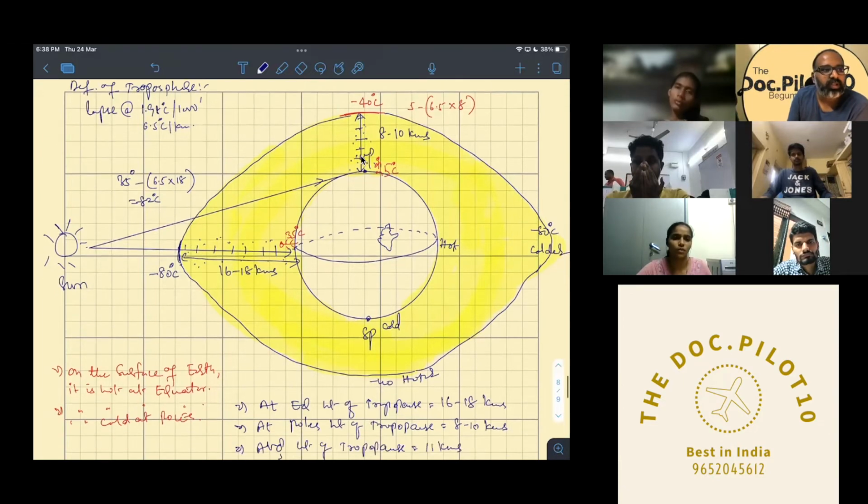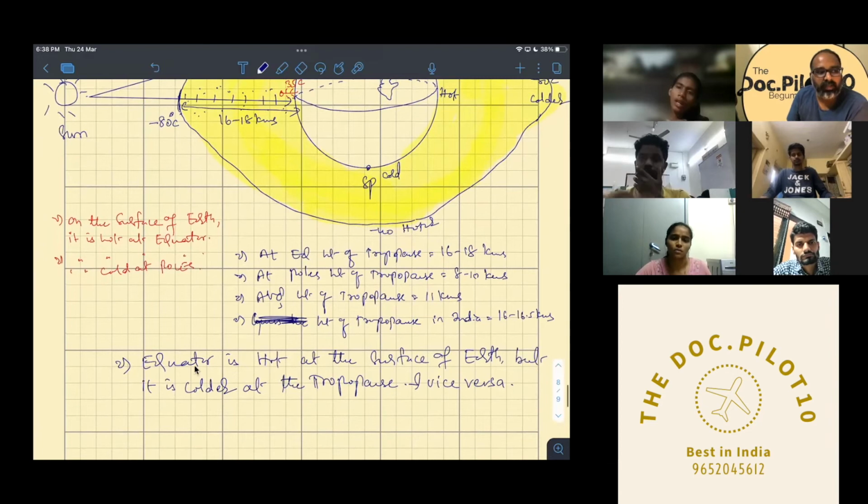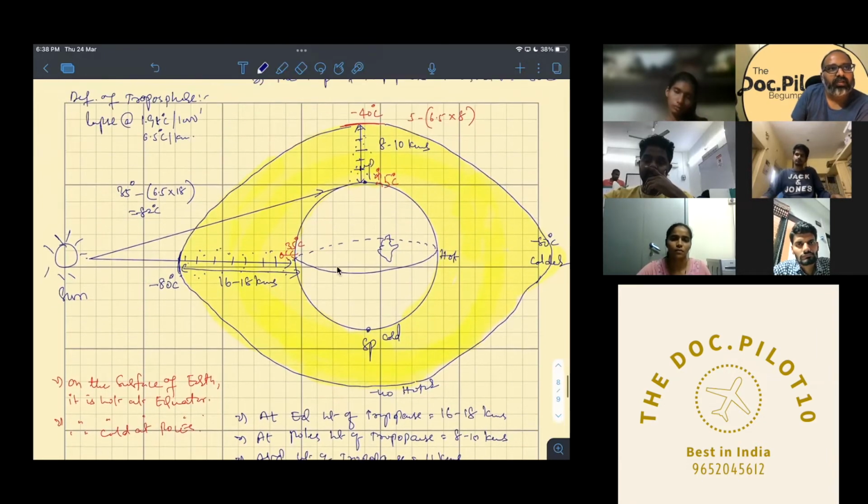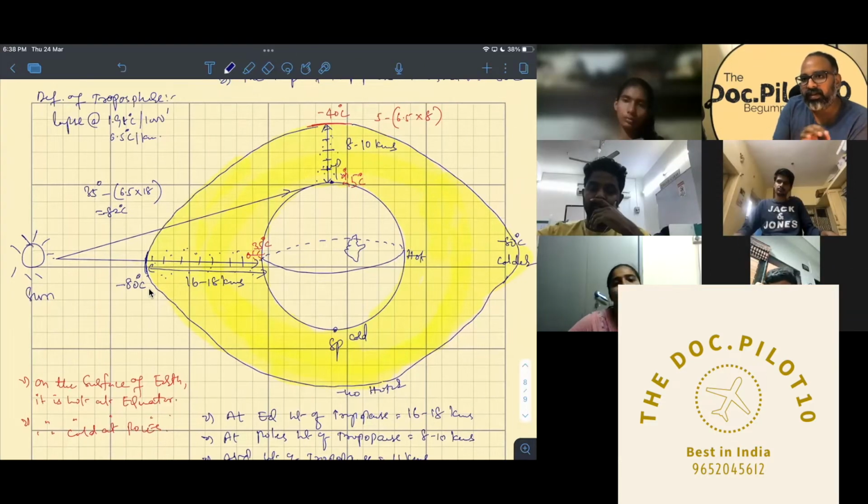Correct. Those are the two sentences I have written down. Equator is hot at the surface, but at the tropopause it is colder, and vice versa. Vice versa means poles are colder at the surface, 5 degrees centigrade, but at the tropopause it is a bit hotter when compared to the tropopause at the equator. All these statements are perfectly understood, everyone. Yes. Okay, I'll move on.